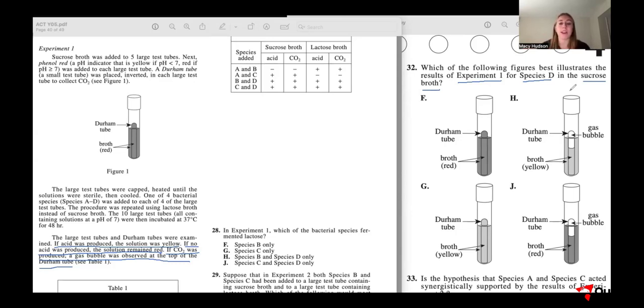So in this case, there is useful information in the text. Specifically, we know that if acid is produced, the solution is yellow. If no acid is produced, the solution is red. If CO2 is produced, we will have a gas bubble. If no CO2 is produced, we will not have a gas bubble. And that is information underlined here coming directly from the text associated with experiment 1.